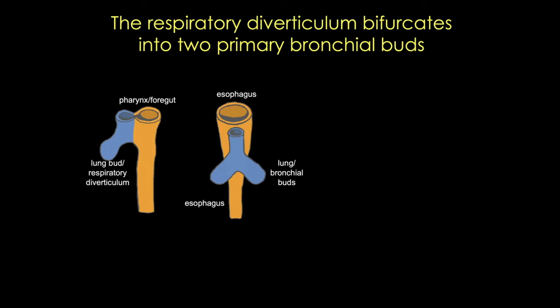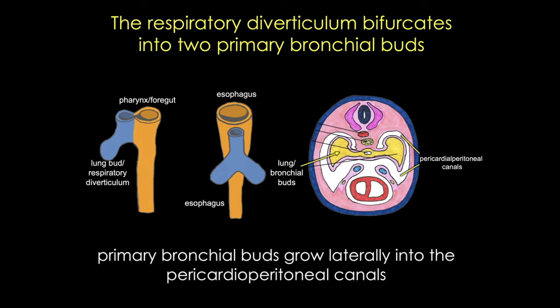And as these buds grow and branch and divide, they're actually going to grow into those pericardioperitoneal canals, and they're going to push the pleuropericardial membranes to fuse together. So what this does is to close off the 2 pleural cavities and make them separate from the pericardial cavity. Now I want to look a little bit more in detail at the lung buds.